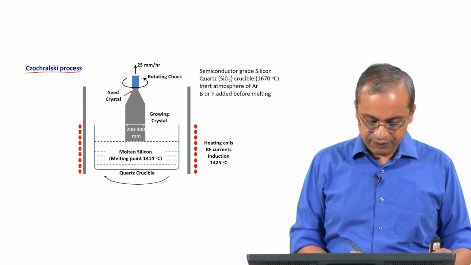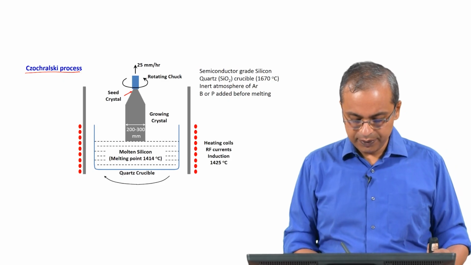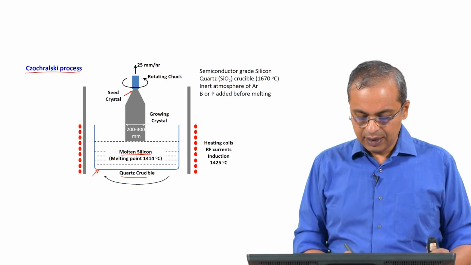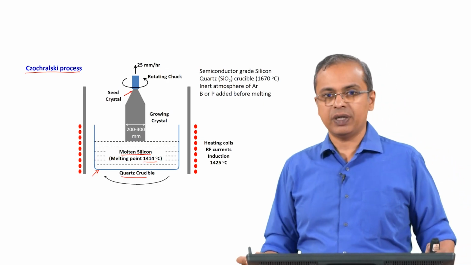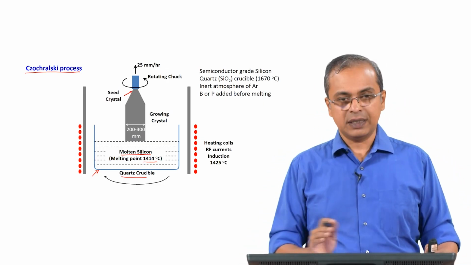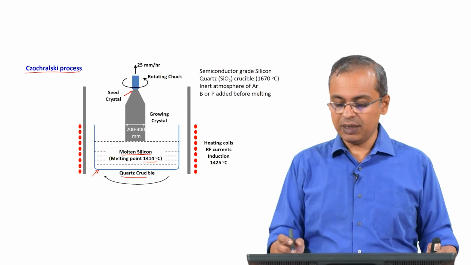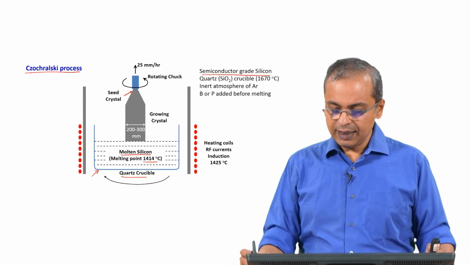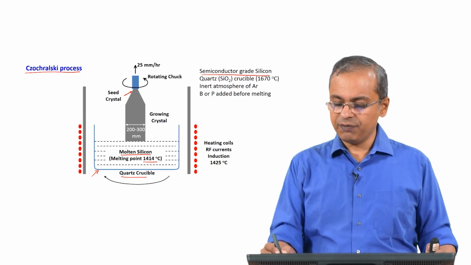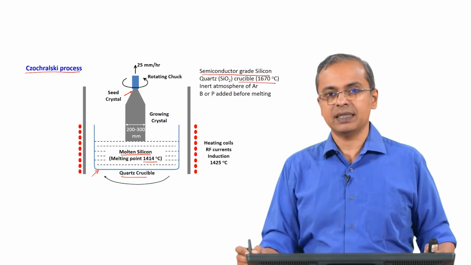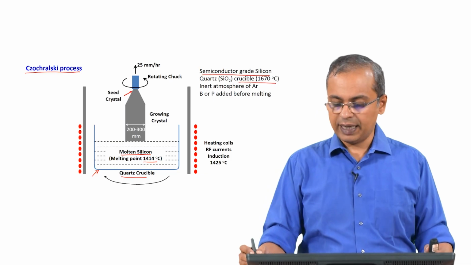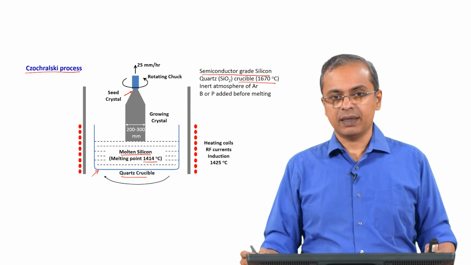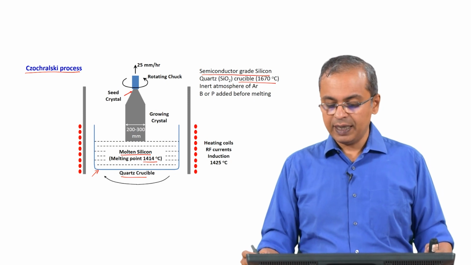So, what we do here is we have a crucible, a quartz crucible in which we have molten silicon. This melting point is about 1414 degrees C. This is electronic grade silicon or semiconductor grade silicon that is being used here. And the crucible itself is actually of a higher melting point, 1670 degrees C or higher, based on the exact phase that is there.